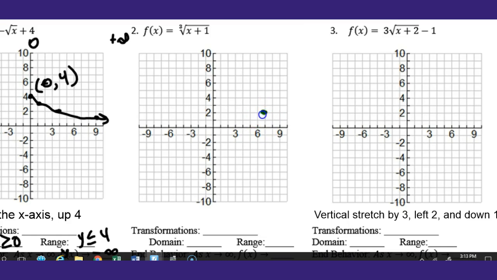And let's see, what else do I see here? 0, 1. So 0 up 1. And then I have negative 1, 0. That's also our root. That's our 0 right there. All right. And negative 2, negative 1. And let's see if there's anything way to the left. Yep, negative 9, negative 2. So we have this sketch right here.